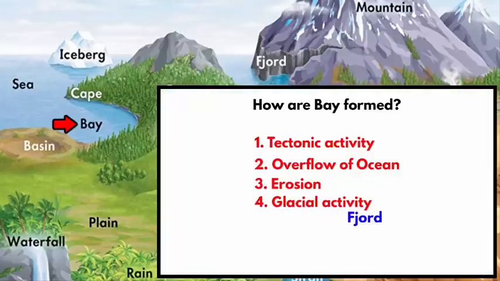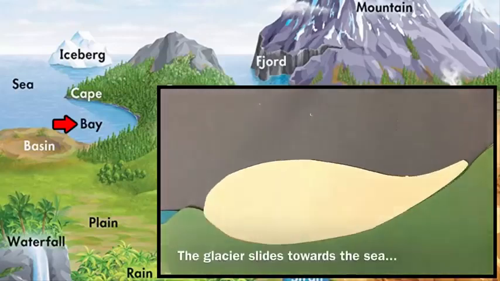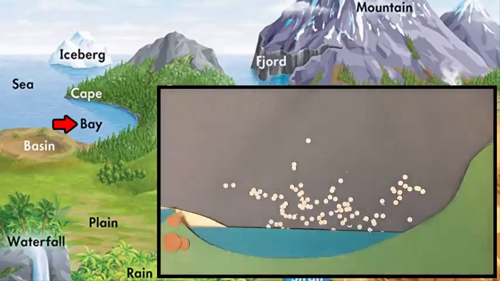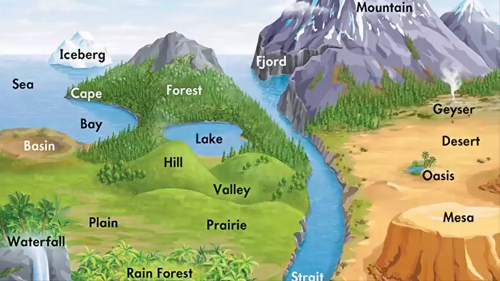I want you to recollect fjords. If you remember, they are formed by the slow movement of glaciers. A glacier slices through the bedrock of an area, leaving a long steep canyon which gets filled up with seawater. So even a fjord is a bay.